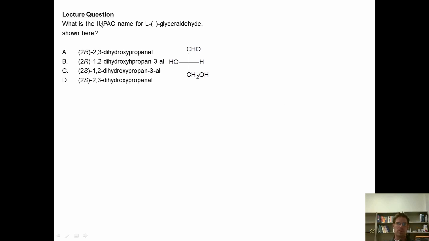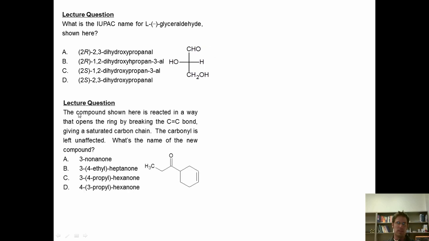Here are some more questions. What is the IUPAC name for L-glyceraldehyde, which is shown here? Next, the compound shown here is reacted in a way that opens the ring by breaking the carbon-carbon double bond to give an unsaturated carbon chain. The carbonyl is left unaffected. What is the name of this new compound?